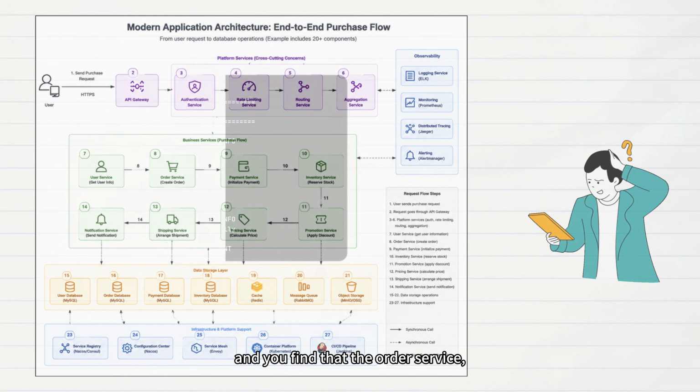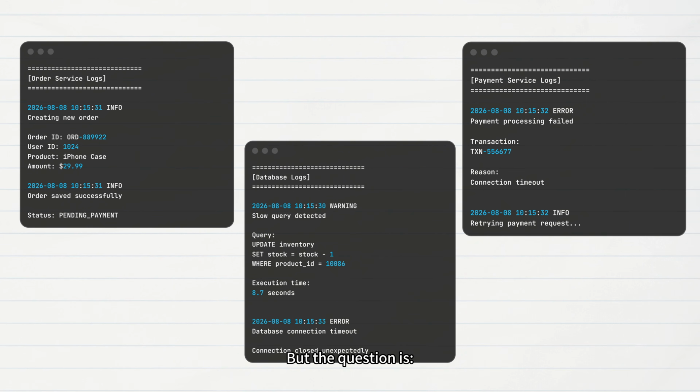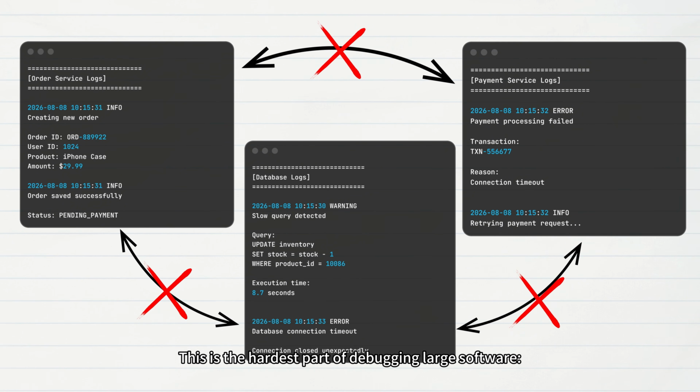You open the logs, and you find that the order service, payment service, and database all have logs. But the question is, do they belong to the same request? You don't know. What happened before the payment failure? You don't know. Why did the database suddenly time out? You also don't know. These logs are all correct, but they have no connection to each other. This is the hardest part of debugging large software. It's not that there is no data, but that there is no context.